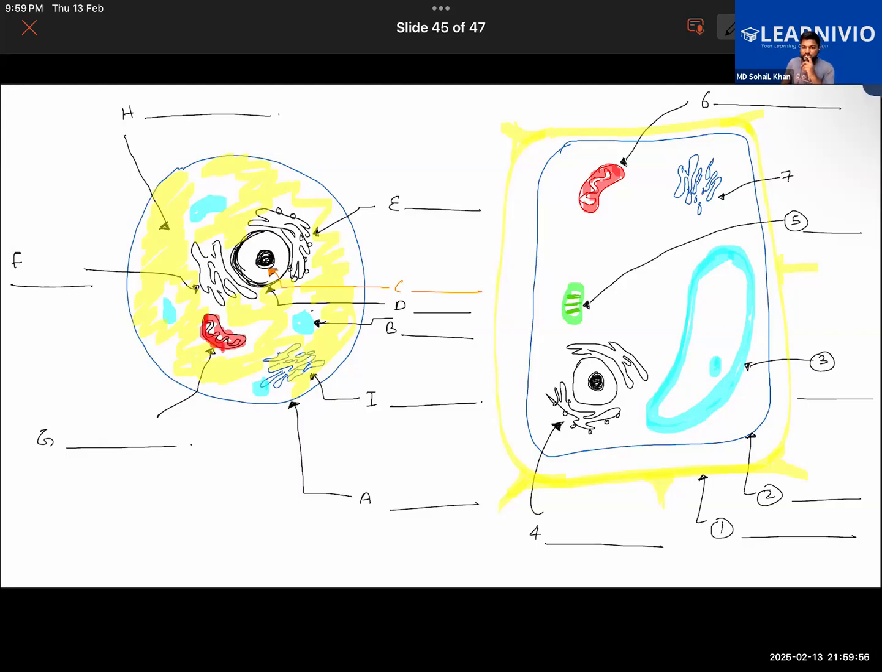Okay, let me see your answers, Ramesh. Yes, A1 is correct. Yes, B correct. C, yes. G1 you have mentioned correctly. Good. Ashwin also. I have written one more. Label this one also. Okay, sir. Remaining all the others are correct. Very good.